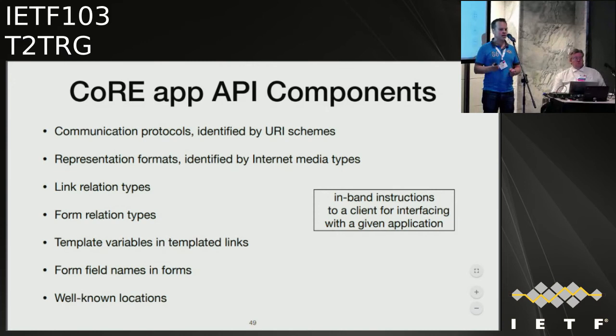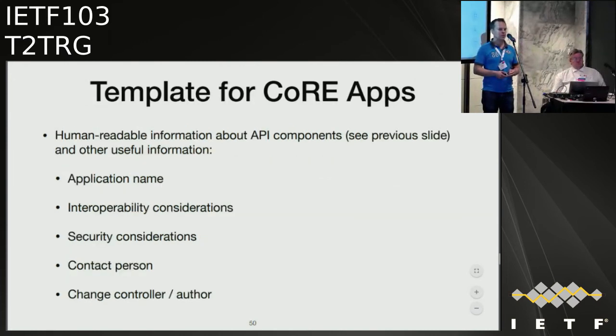Then I mentioned that there is a template. The template is pretty much a human-readable description of the API, containing information about the 7 components mentioned in the previous slide, and some other useful information like application names, considerations for interoperability and security, and who the persons are to contact if you want information about this application, or perhaps want to make a change, that is, who is in change control. That's really what the whole draft defines: a structured way of describing your hypermedia-driven applications that you will be using in an IoT environment.